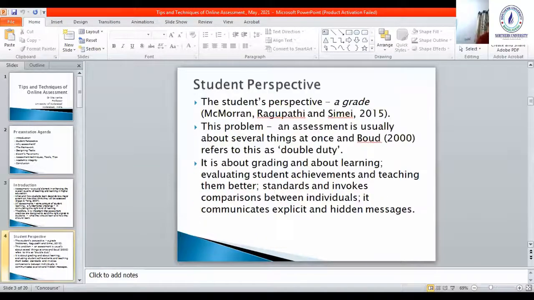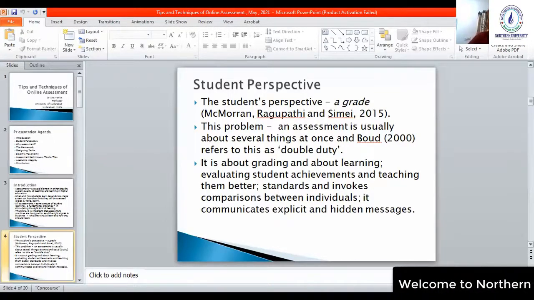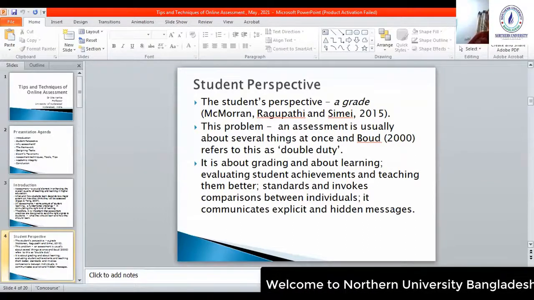From the student perspective, what is the student looking at? There was a study by Matt Modern in 2015. He says that the relationship between learning and assessment often comes down to one thing as far as the student is concerned, and that is, what is my grade?